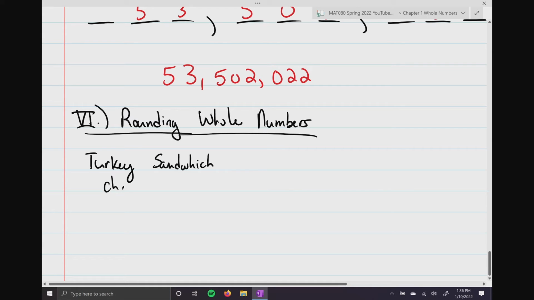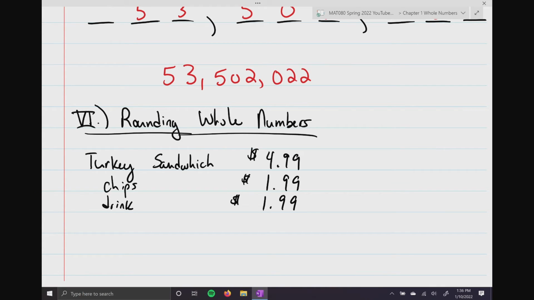chips, and a drink, I can look on the board and it will say the turkey sandwich is $4.99. Chips would be $1.99, and a drink is also $1.99. And I know we've all done this before. We would probably look at this and go, okay, well, lunch is going to be about $6. All right, or I'm sorry, $7. Lunch would be about $7, okay?